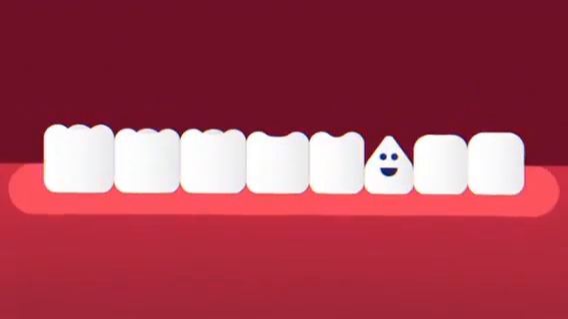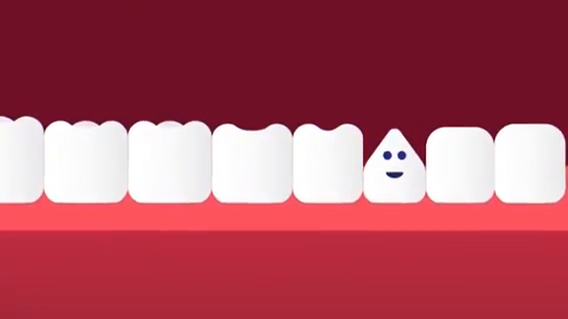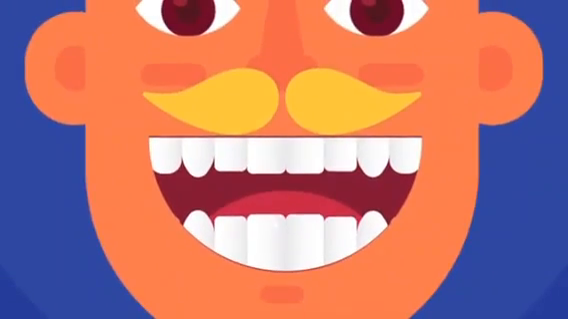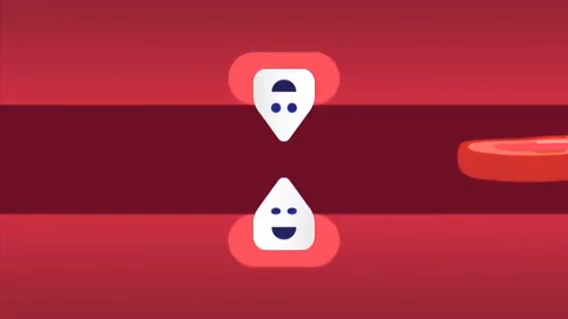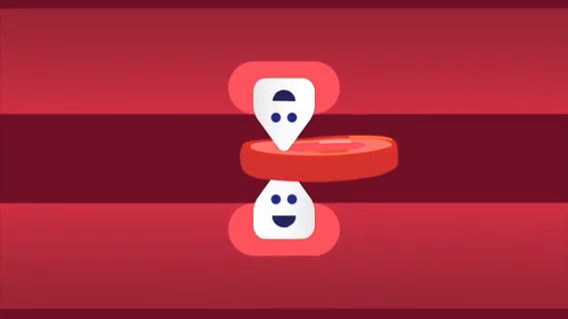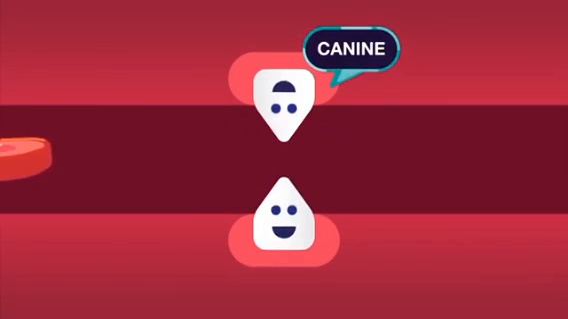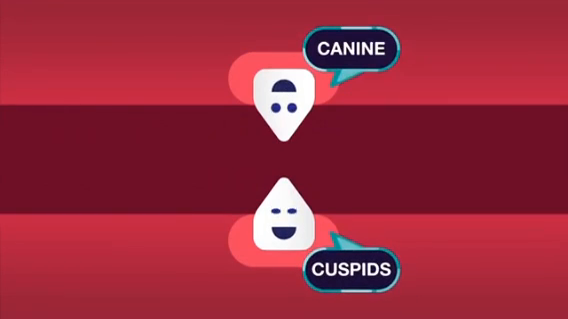Canines are 4 teeth which sit next to the incisors. We have 2 canines at the top of our mouth and 2 on the bottom. Canines have a sharp, pointy surface for tearing food. Canines are also called cuspids.